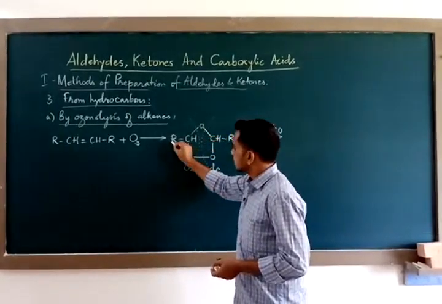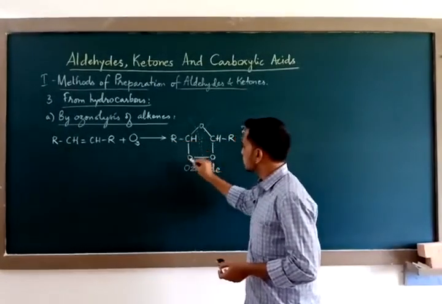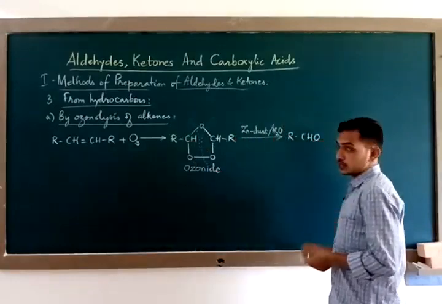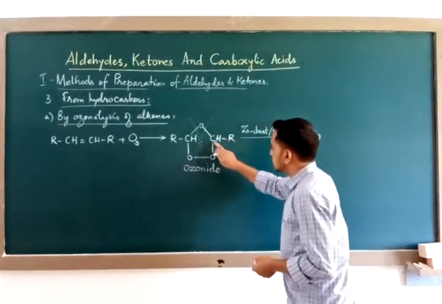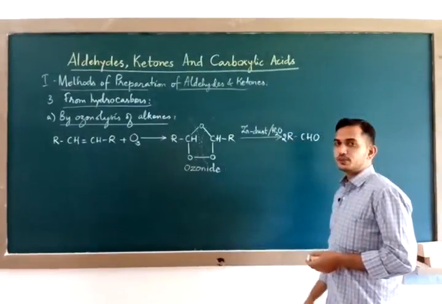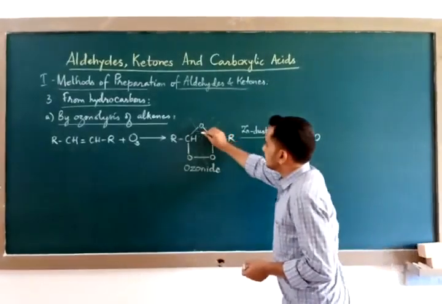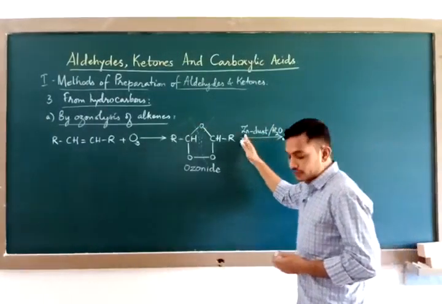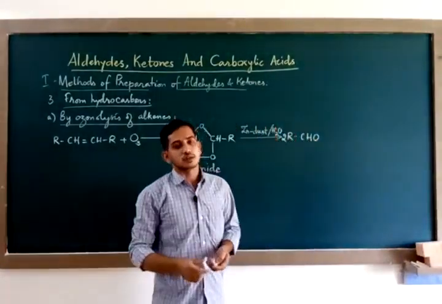Therefore, the final product will be RCHO. After hydrolysis, you will have RCHO as one product, RCHO as another product. So, two molecules of aldehydes are obtained. You may ask, sir, what happened to this oxygen? It will go in the water medium as it is. It might react with zinc to give you zinc oxide as the product.